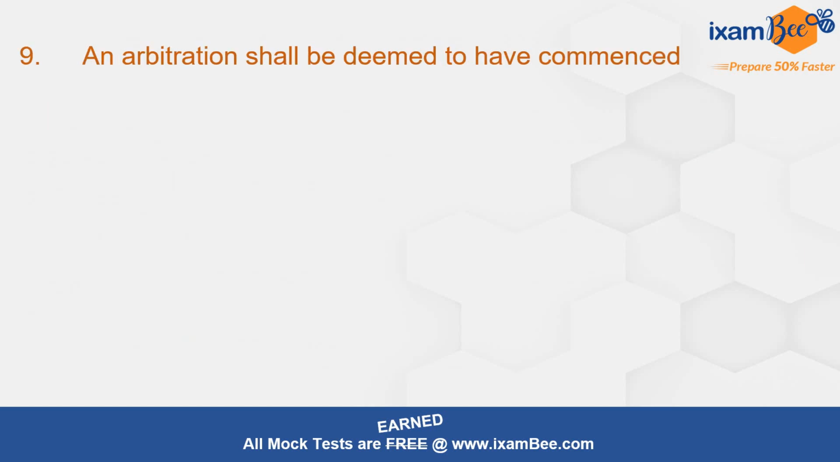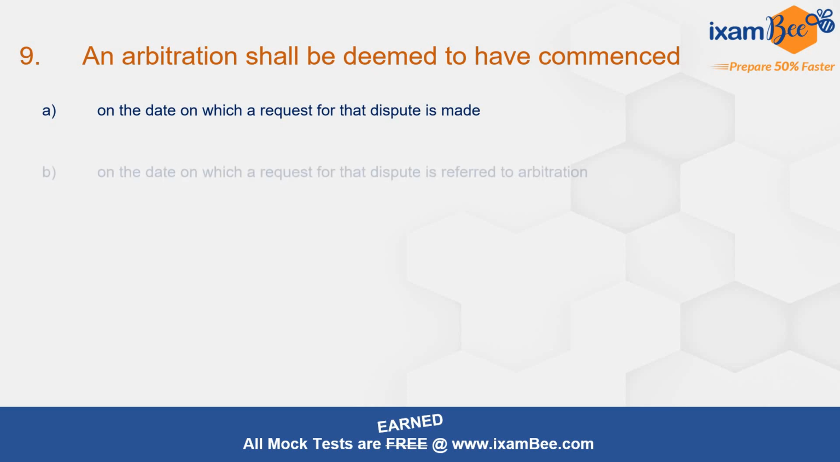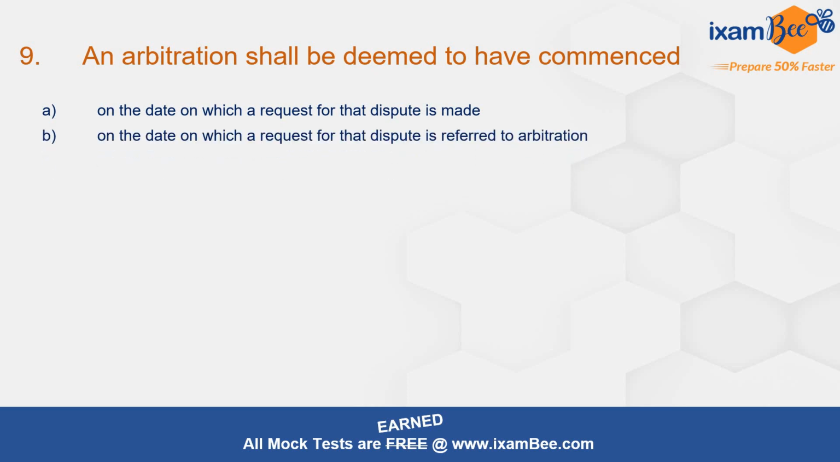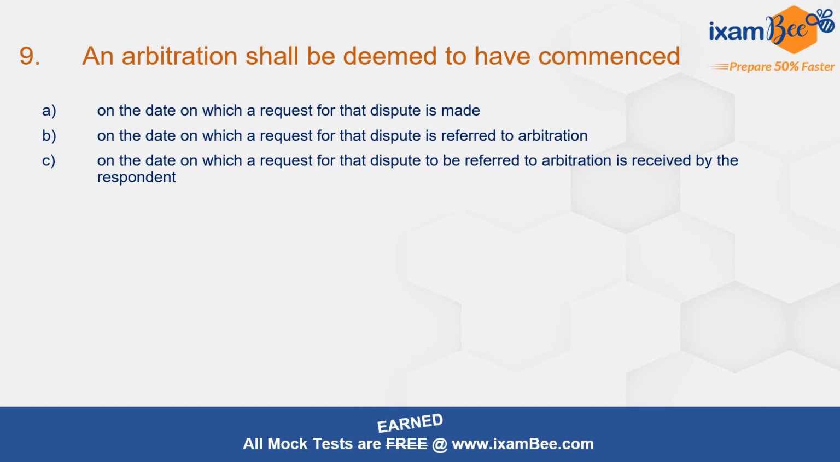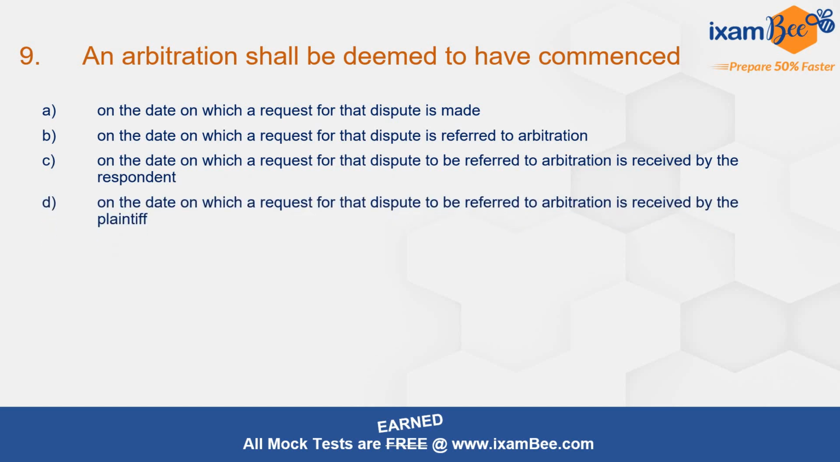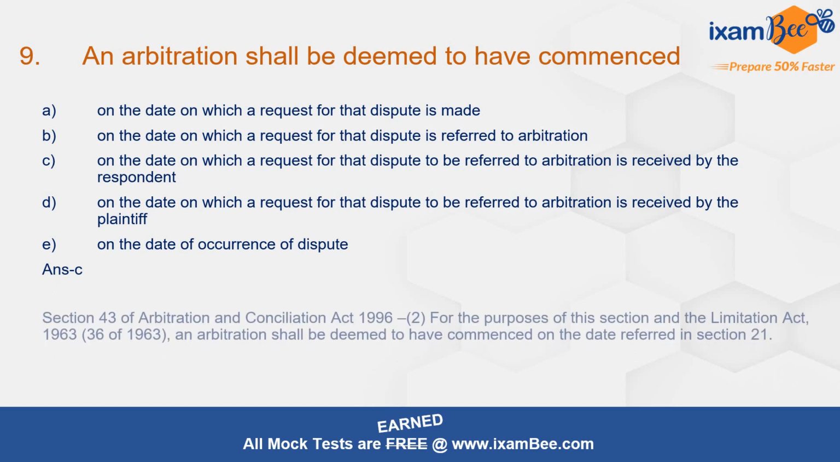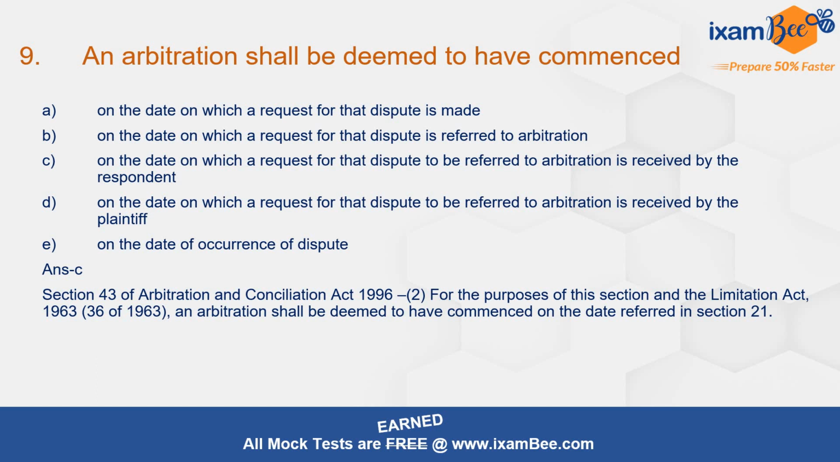Question number 9. An arbitration shall be deemed to have commenced on the date on which a request for that dispute is made, on the date on which a request for that dispute to be referred to arbitration is received by the respondent, on the date on which it is received by the plaintiff, or on the date of occurrence of the dispute. Correct answer is C. Same question has come earlier as well. कब commence होता है? This is as per Section number 43 of the Arbitration and Conciliation Act.